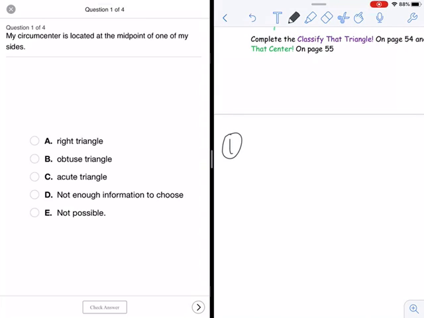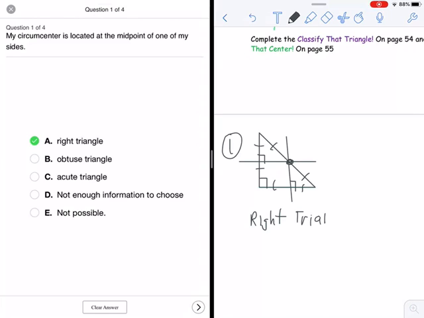Number one: my circumcenter is located at the midpoint of one of my sides. Really fast, I'm going to draw a triangle. I kind of already gave up the answer, but the circumcenter is formed by perpendicular bisectors. This isn't the greatest picture of all time, but it's an all right picture. Boom, it lies on the side of a right triangle. So the circumcenter lies on the side, specifically the hypotenuse, for a right triangle.